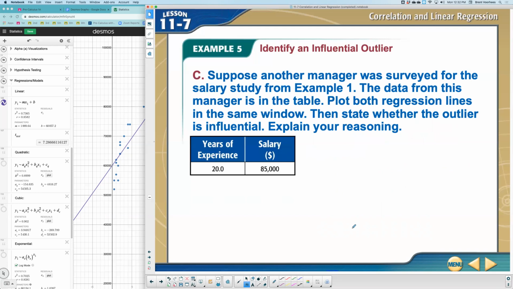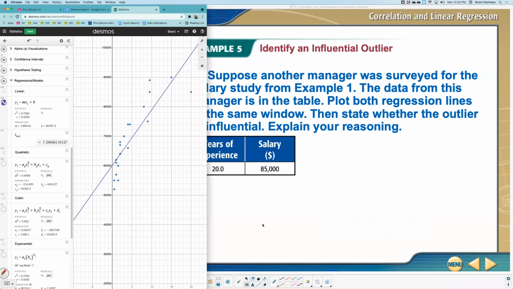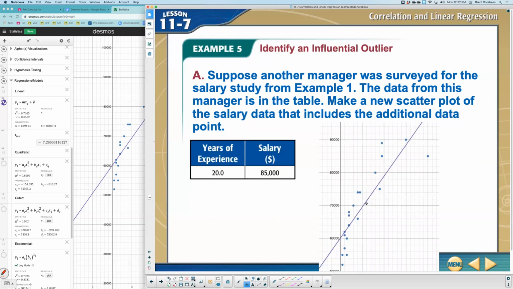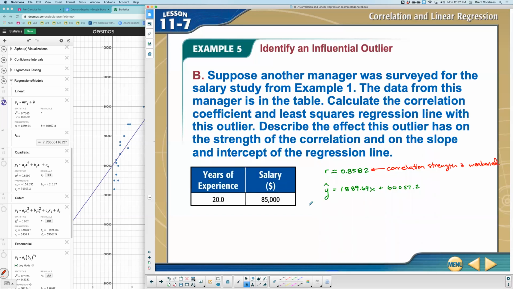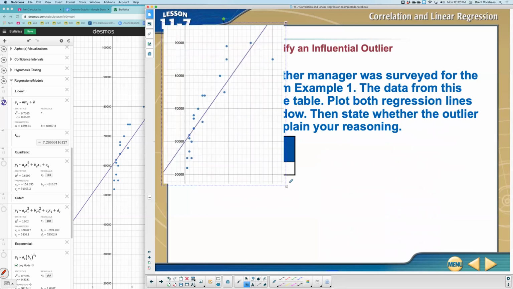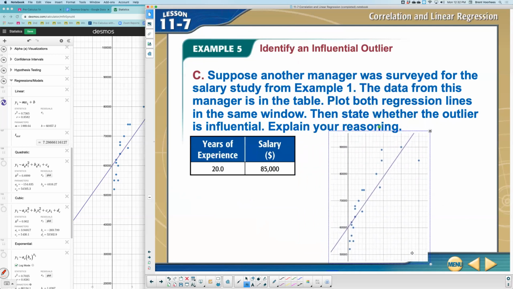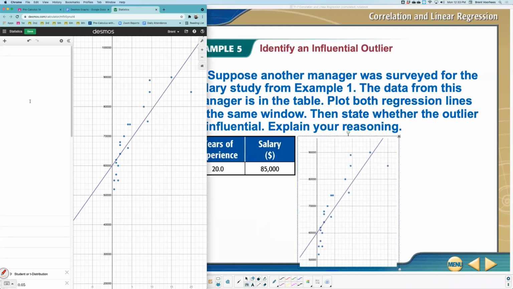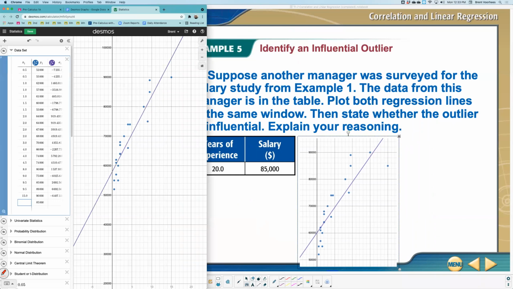Okay, so here's part C. It says, plot both the regression lines in the same window. We want to compare them and state whether or not that outlier is influential. So we've seen one. Let me go ahead and grab the previous picture that we had. Now we're going to compare this with the same picture, but without that last point. So let me just take this one point off. We're going to look at the data here, and we'll compare the two.